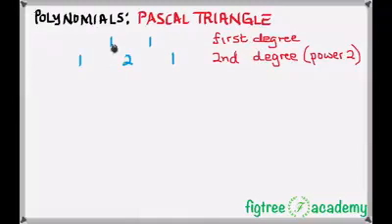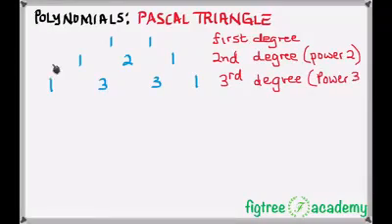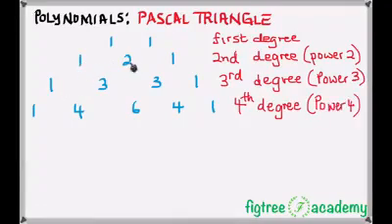You can see that here 2 is coming from adding these numbers on top. 1 plus 1 is 2. Then on the next order, here it's like we have 0, so 0 plus 1 is 1. 1 plus 2 is 3. 2 plus 1 is 3. Then here we don't have anything, we can just say 1 plus 0 is 1. So this is the order for third order or power of 3.